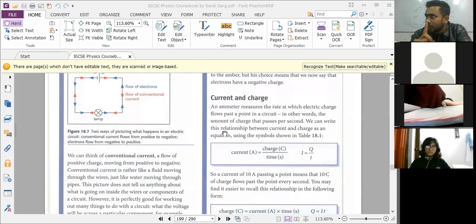What is 1 amp again? If 1 coulomb of charge passes through a conductor in 1 second, then the amount of current passing through it is 1 amp.